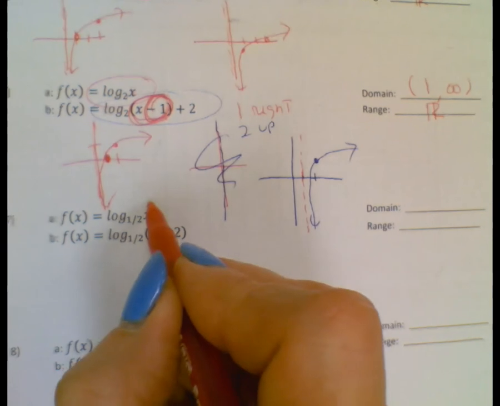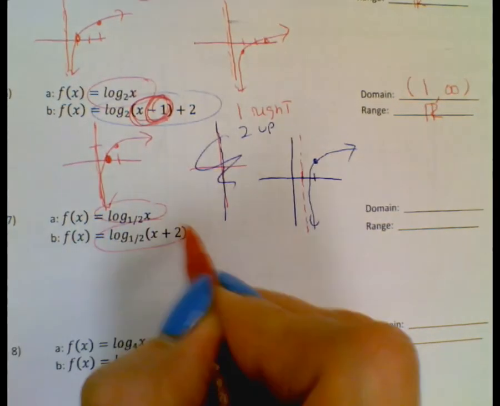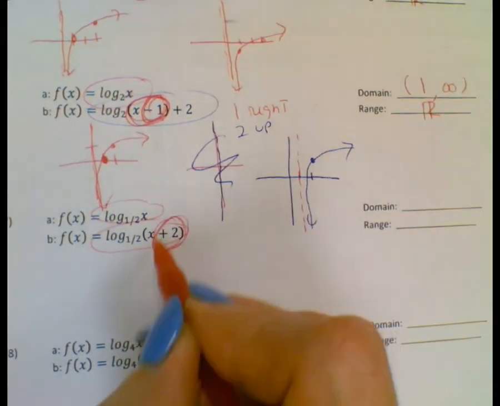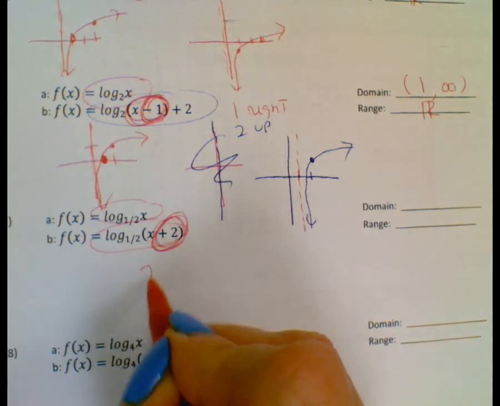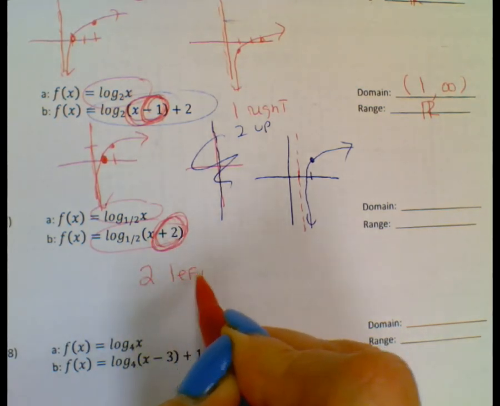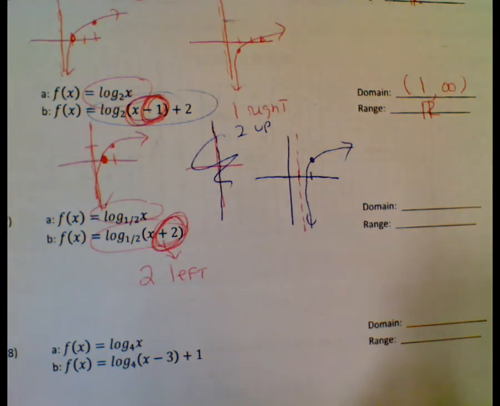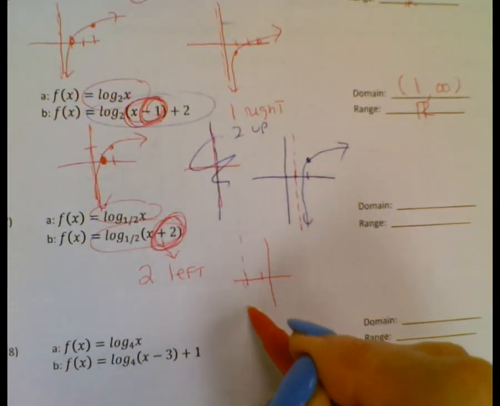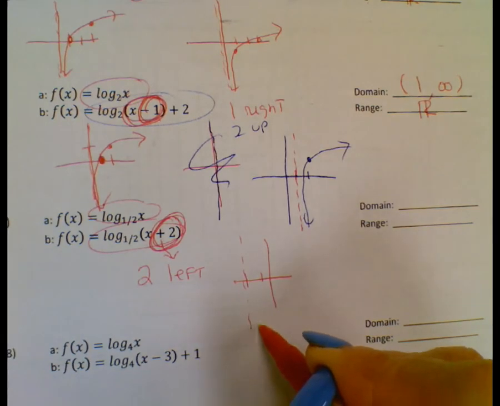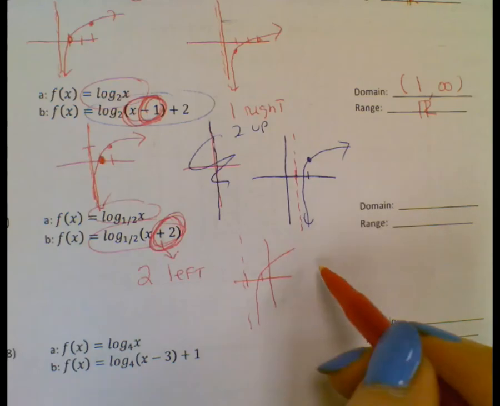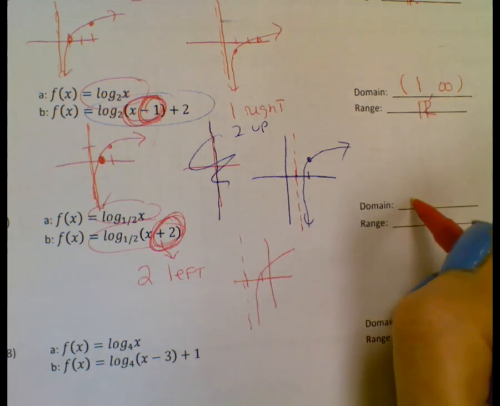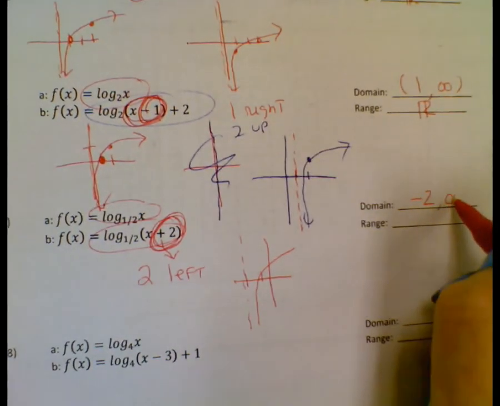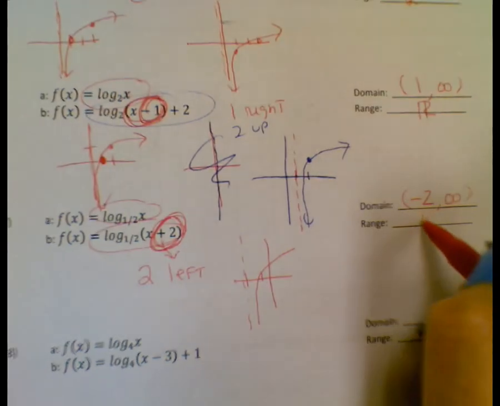So I'm not going to graph any more of these right now, because you can do those on the calculator. But this one right here compared to this one, what's the difference? It's in the parentheses, so you're going to go left, the opposite of that sign, which means your vertical asymptote moves 2 to the left, like this. So your graph's going to look something like this. Since you moved it to the left, the negative 2 goes in your domain. That's your answer.